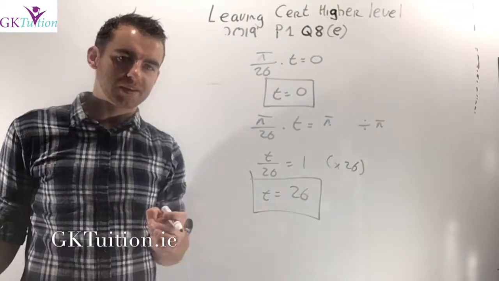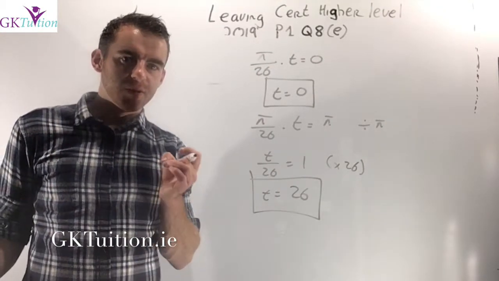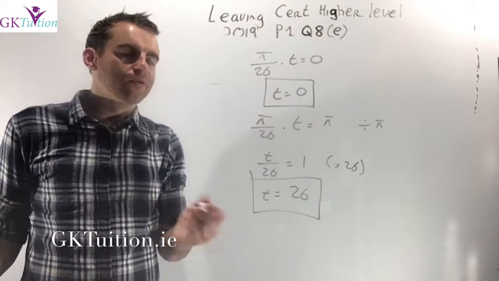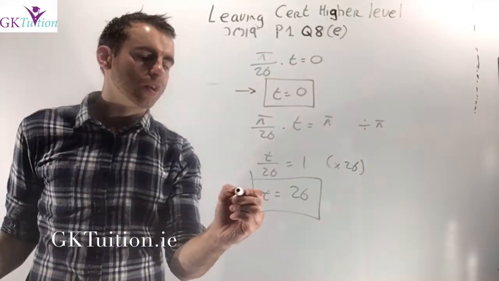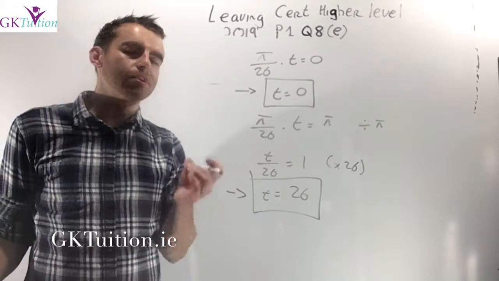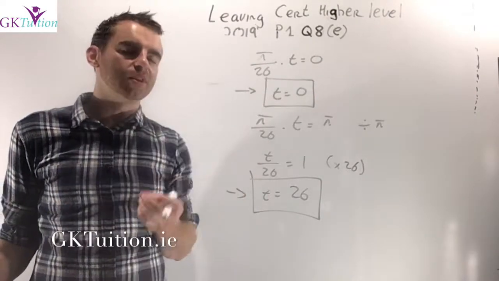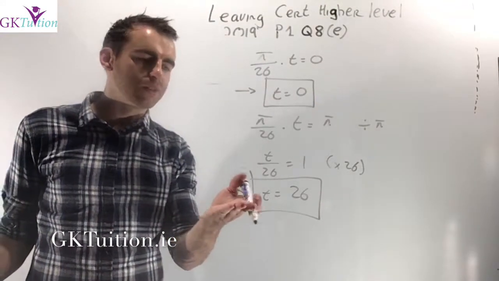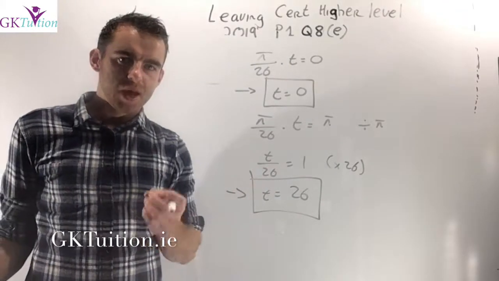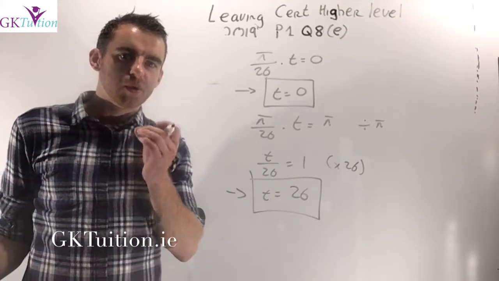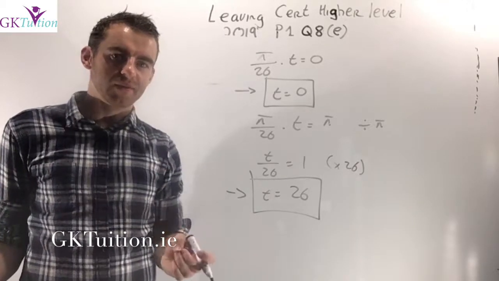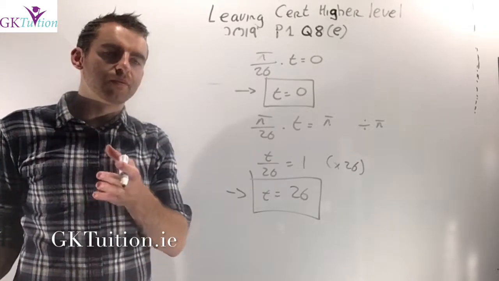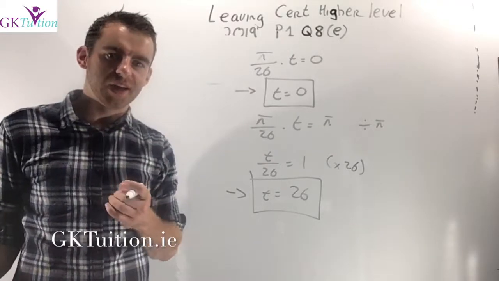Now remember, we were asked to find the minimum point. We haven't even dealt with that yet. We've just identified where the turning points are. So we know that a turning point exists when t equals 0, and a turning point exists when t is equal to 26. Now, in order to investigate which one is the maximum and which one is the minimum, we now need to get the second derivative. We already have the first derivative of the function, so now we need to differentiate it again.